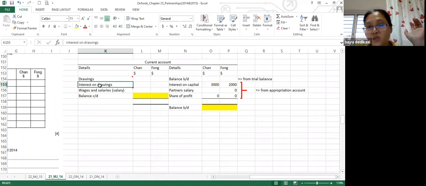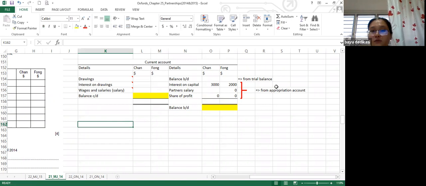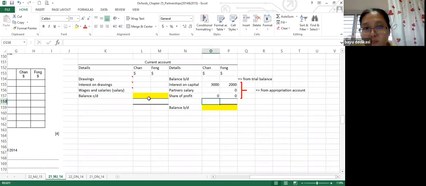Whereas your interest on drawing, basically the same thing, from the appropriation account. This one is from appropriation. So after that, you calculate the subtotal for both. See which side is more, then you will have balance carried down on the other side. So far, Diana, clear for about the current account?